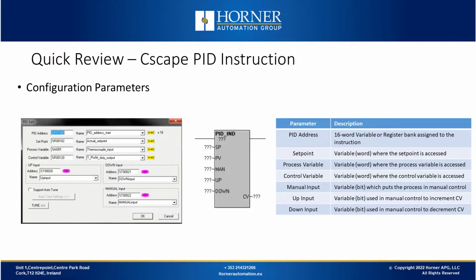Even when you want to manually control the output, you're not taking power away from the instruction. Instead, you put it into manual mode through the use of a manual variable that's been assigned to the block. Then you can temporarily manually control the output, and then when you're ready, you can put it back into automatic.